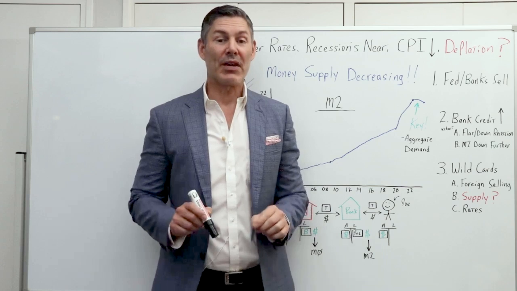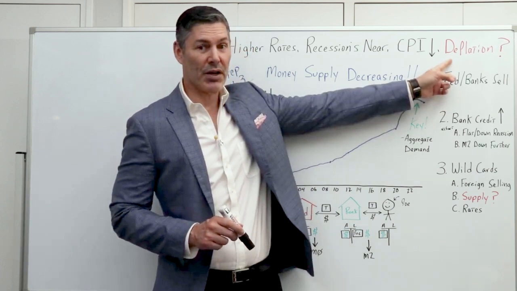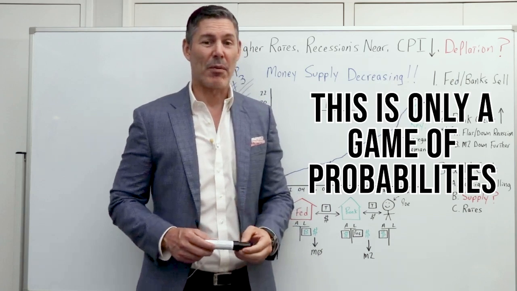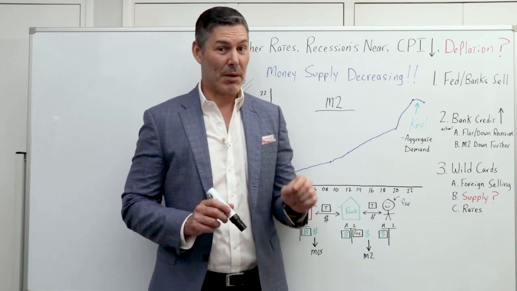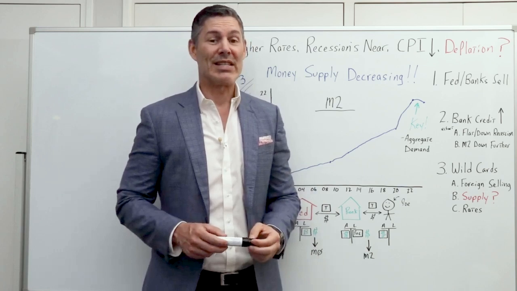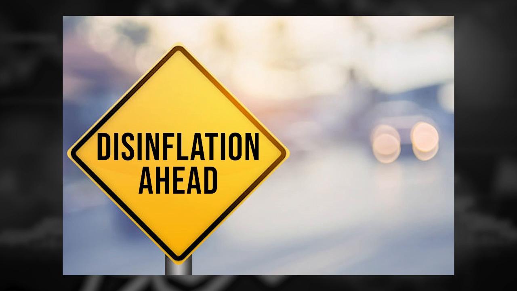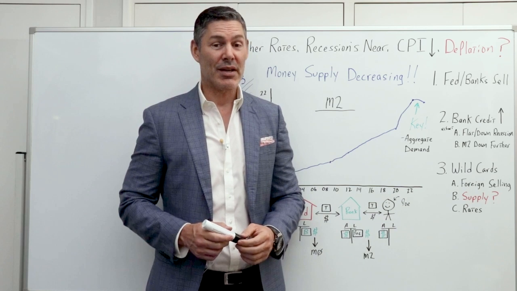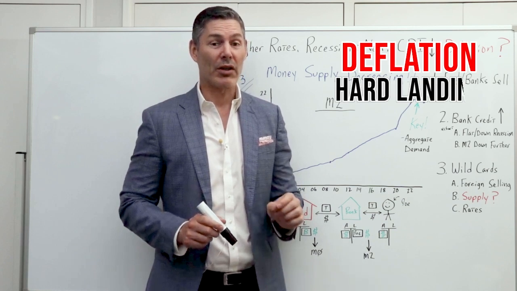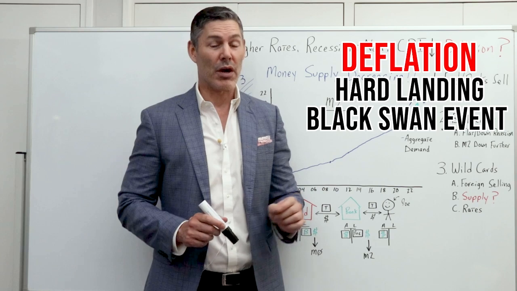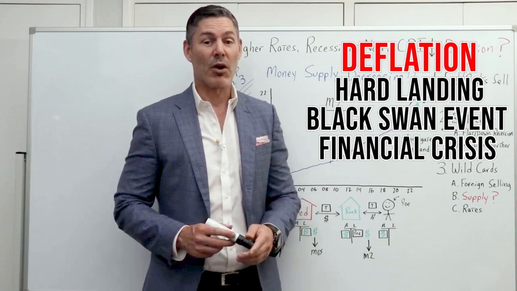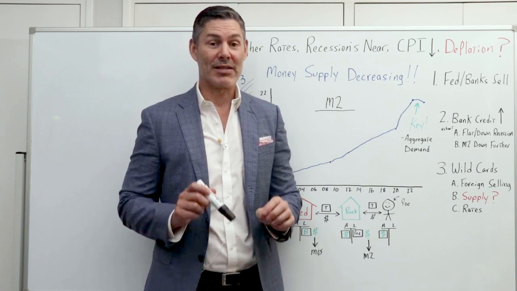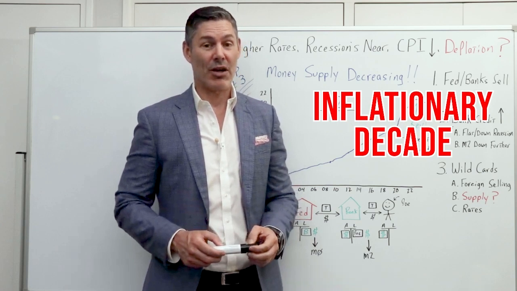So will we definitely see deflation throughout the economy? Nothing is certain. This is only a game of probabilities. And I think my base case is that we will see disinflation if we continue to have a soft landing, let's say. But we could see deflation if we have a hard landing, black swan event, or another financial crisis. But overall, throughout the 2020s, I think we'll look back on it and see that it was an inflationary decade overall.